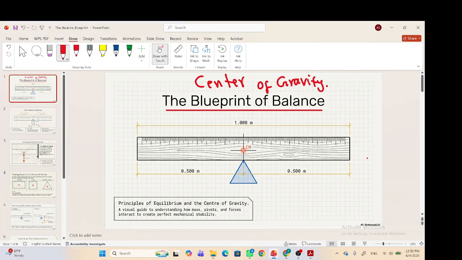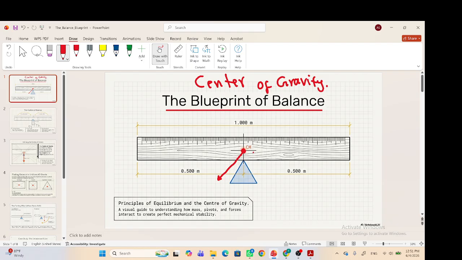Okay, now do you have my slide? Yes, sir. Okay. As you have seen in the picture and the video that I played for you, here in this picture, this is the center of gravity. If we think about center of gravity in this picture, what is exactly the meaning of center of gravity?